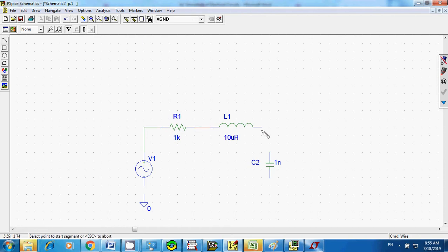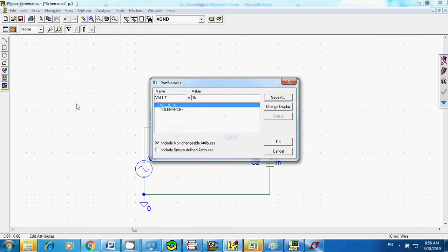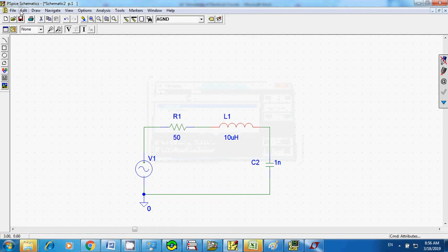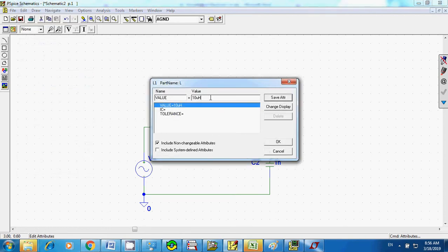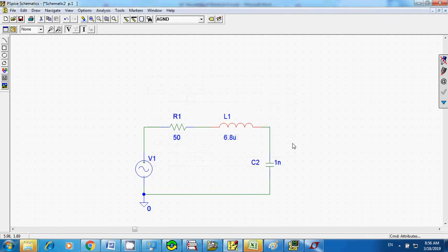And then the next step is you need to change the value of your C, your L, and your R. You double click this one, but somehow it doesn't respond. Alright, I'll go to Edit and go to Attribute. I need this one to be 50 ohms for R, and then you go to L. I need this one to be 6.8 microhenry.